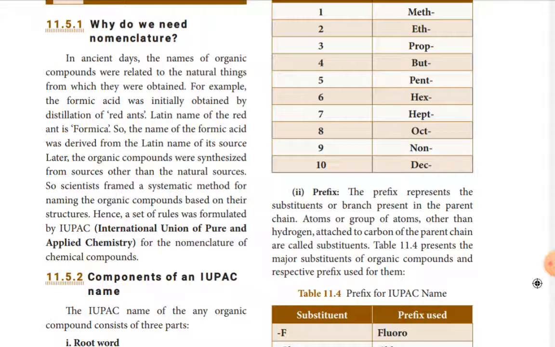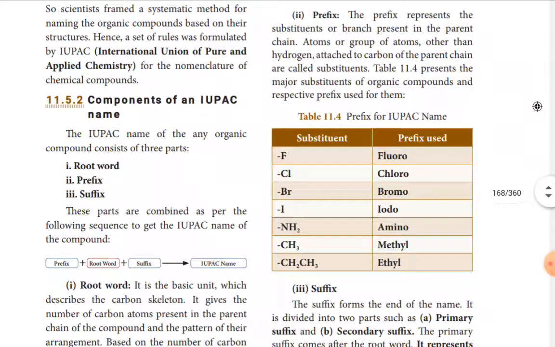So scientists framed a systematic method for naming organic compounds based on their structure. A set of rules was framed by the International Union of Pure and Applied Chemistry. Actually, there are three important components in IUPAC naming: first one root word, second one prefix, third one suffix. All this we already discussed. Once again we do a revision.